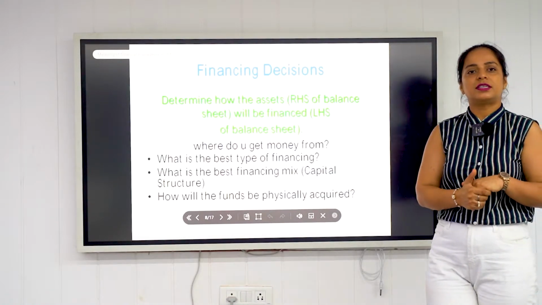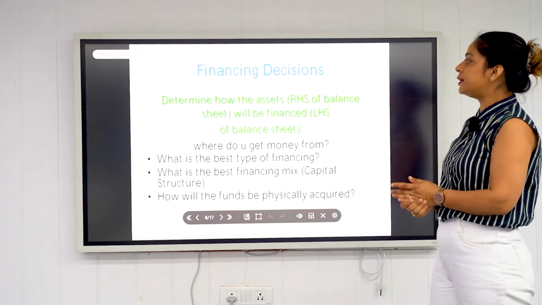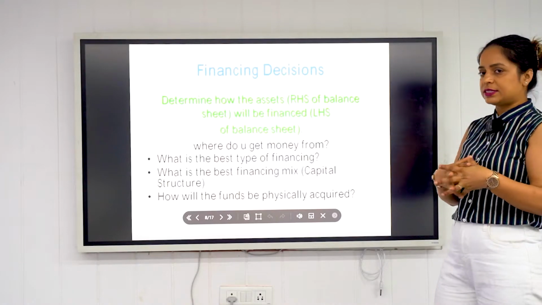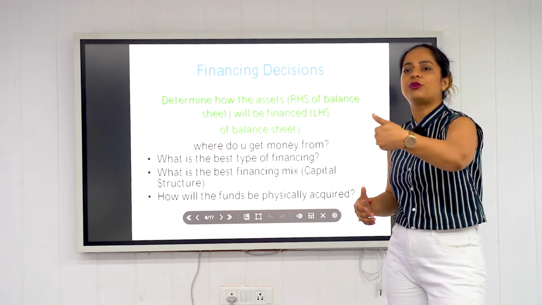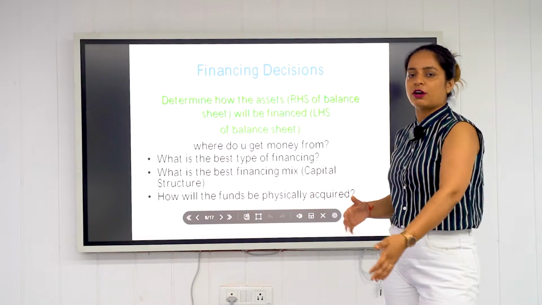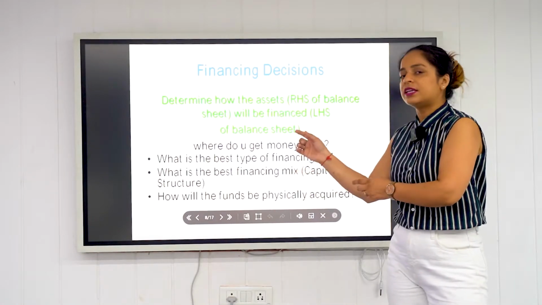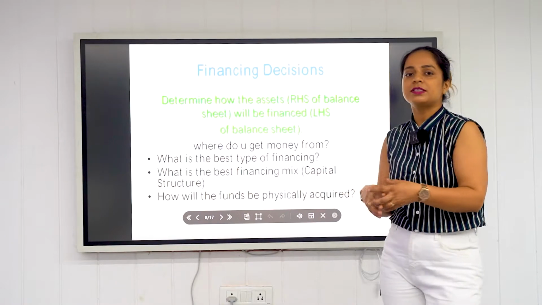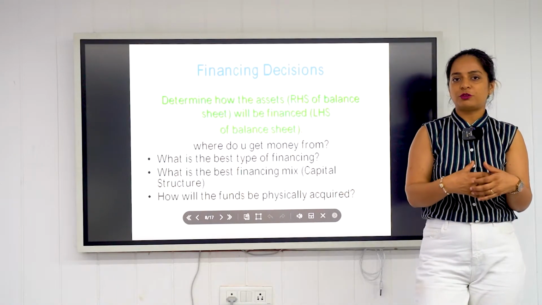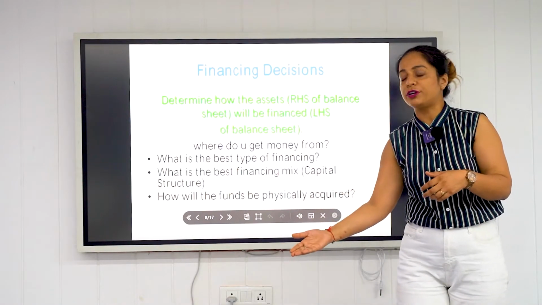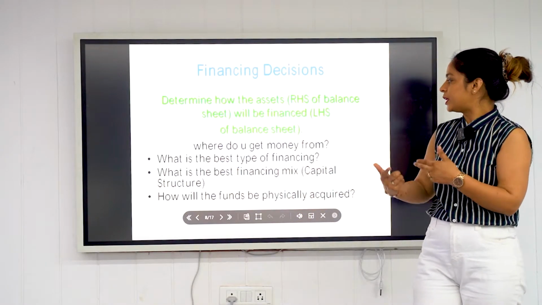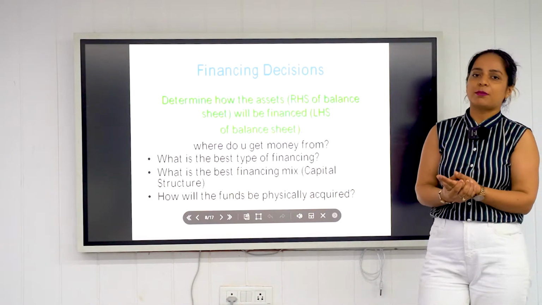The second one is the financing decision. The financing decision determines how the assets shown on the left-hand side of the balance sheet will be financed. That is, the right-hand side of the balance sheet shows how much capital you have to utilize to invest into different assets. Where do you get money from? What is the best type of financing?